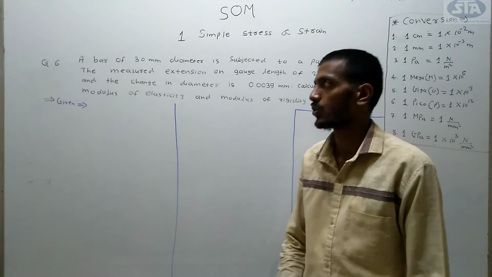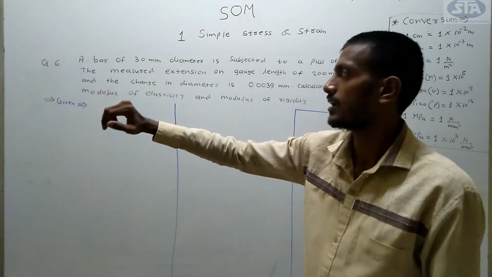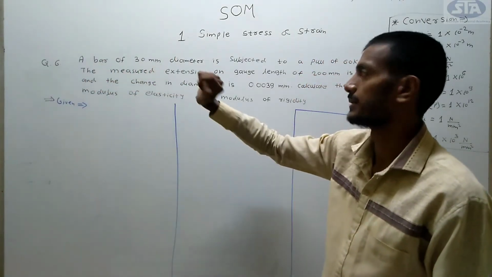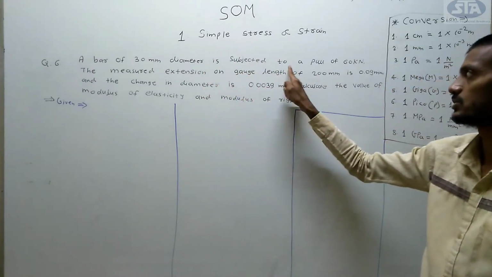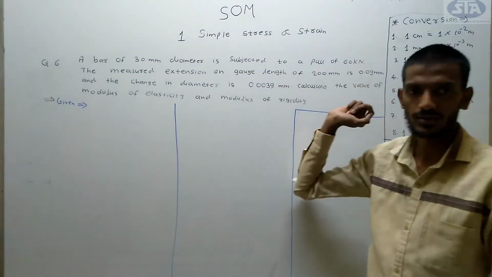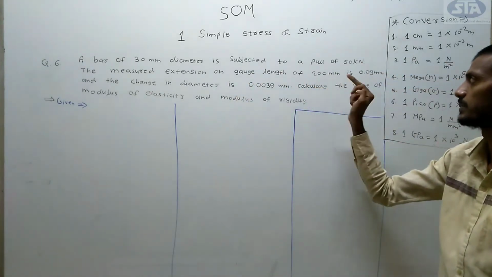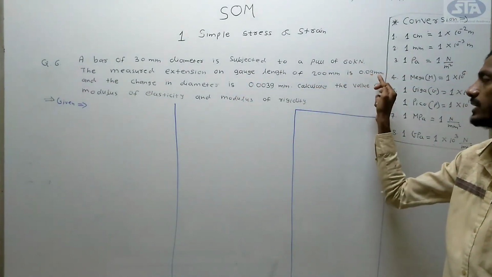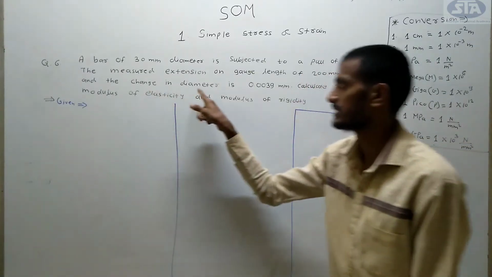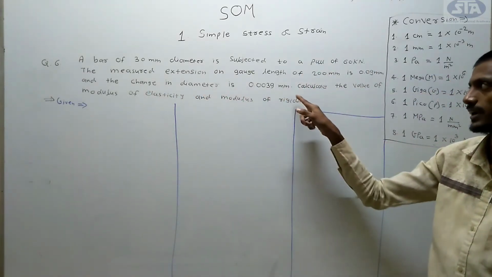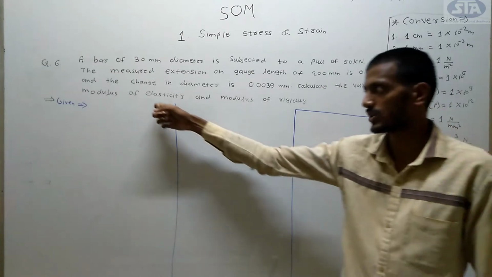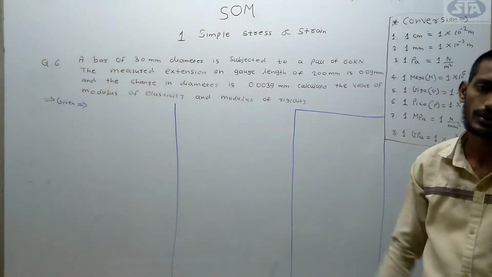Now, question number 6. A bar of 30 mm diameter is subjected to a pull of 60 kN. The major extension on gauge length of 200 mm is 0.09 mm and change in diameter is 0.0039 mm. Calculate the value of modulus of elasticity and modulus of rigidity.